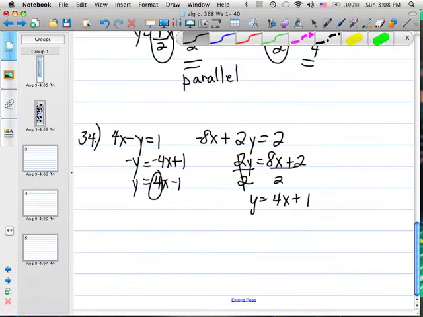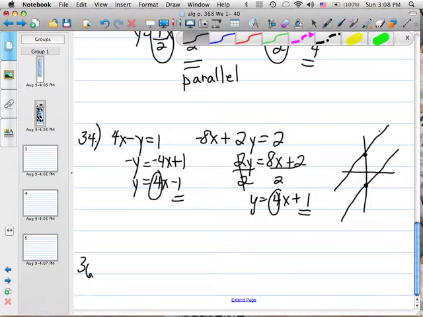So they have the same slope, but they have different intercepts, so they're going to start at different places, but run right along. They're going to just look like this. One starts at -1, the other one at 1, but they both go up 4, right 1. So they're parallel like that.